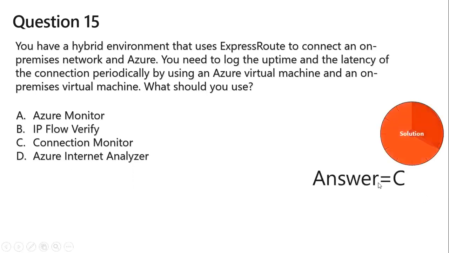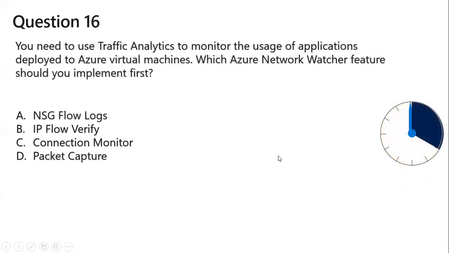So for this question, the correct answer is going to be C, that is Connection Monitor. We have to use the Connection Monitor in this case. Moving ahead with question number 16, you need to use traffic analytics to monitor the usage of applications deployed to Azure Virtual Machines. Which Azure Network Watcher feature should you implement? NSG Flow Log, IP Flow Verify, Connection Monitor, and Packet Capture. Please give your answers on the chat.